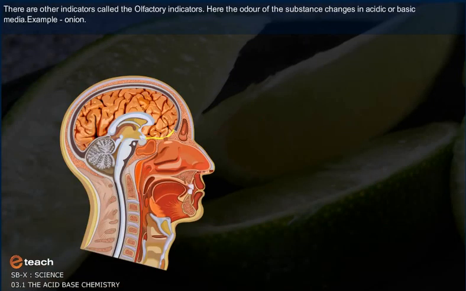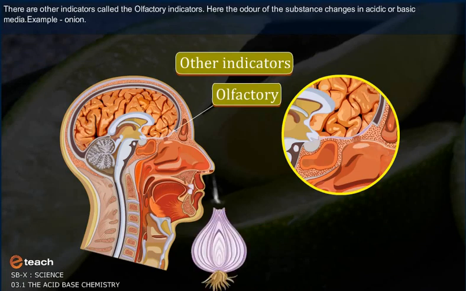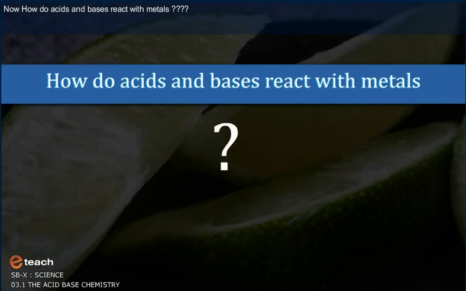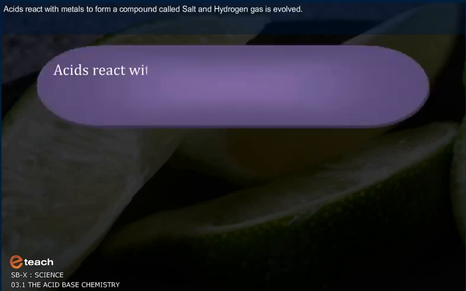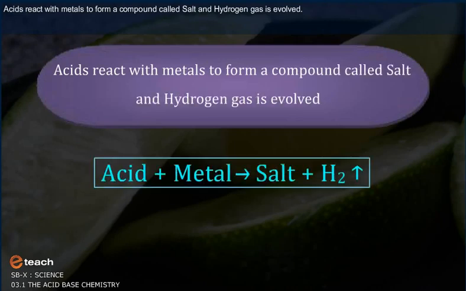There are other indicators called the olfactory indicators. Here, the odor of the substance changes in acidic or basic media. Example is onion. Now, how do acid and bases react with metals? Acids react with metals to form a compound called salt, and hydrogen gas is evolved.